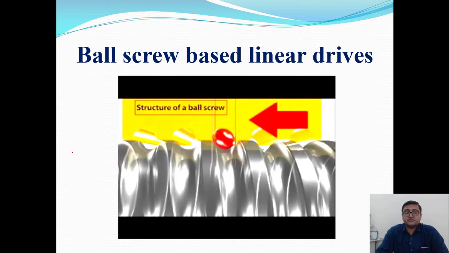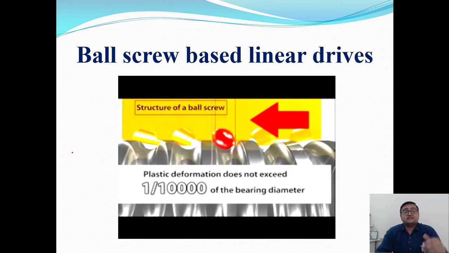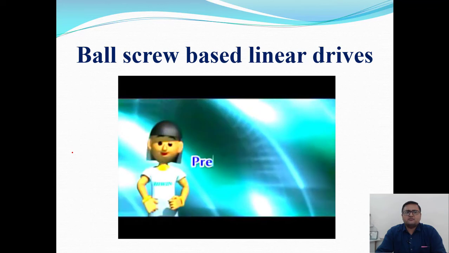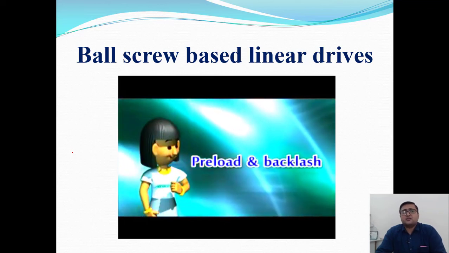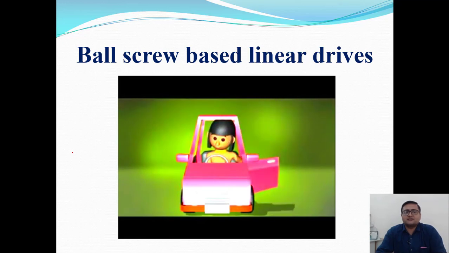Now the structure of the ball screw is given here. If the ball diameter is less than the thread thickness, then it will generate backlash, which is not desirable, because due to the backlash we are not able to get the accurate reading out of it. Let's check it out. What do you mean by backlash?